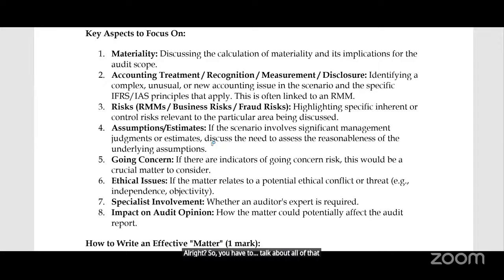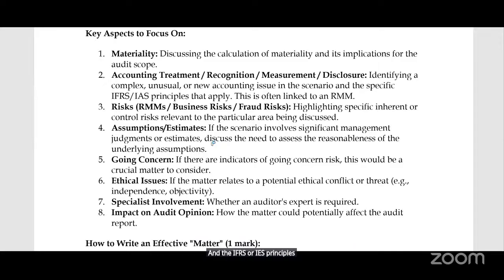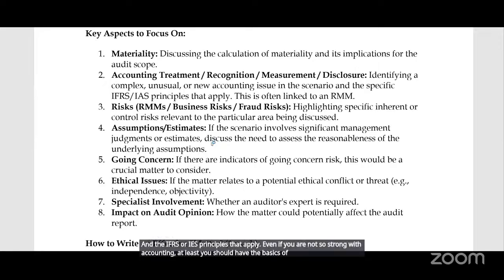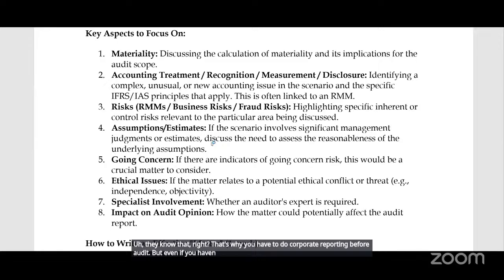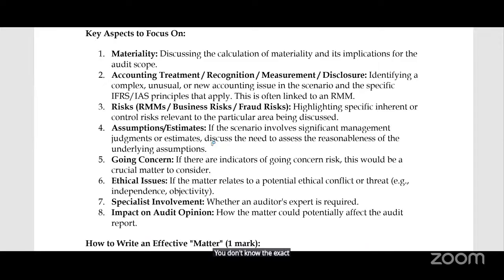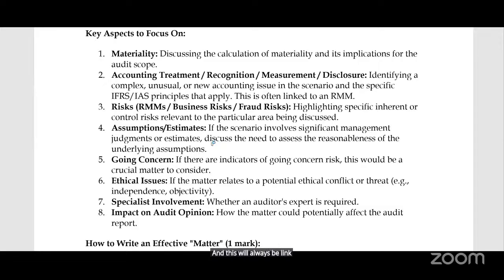You are going to identify complex, unusual, or new accounting issues in the scenario and the IFRS or IAS principles that apply. Even if you are not so strong with accounting, at least you should have the basics of reporting, because they know that. That's why you have to do corporate reporting before audit. But even if you haven't done corporate reporting, there's a back door. Even if you don't know the exact standard, you must say in accordance with the relevant accounting standards or accounting principles. And this will always be linked with a risk of material misstatement.